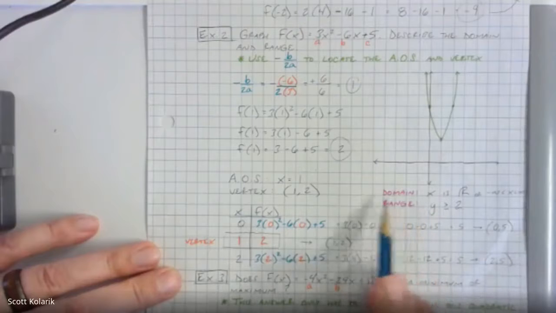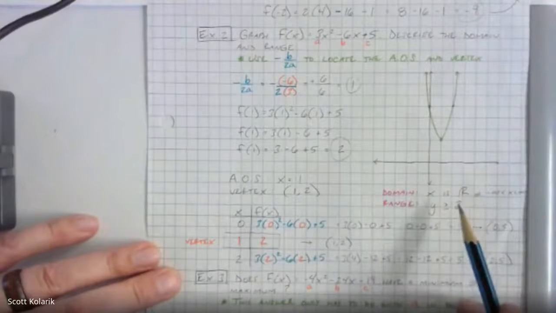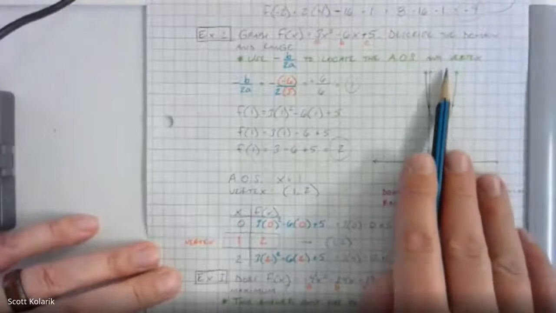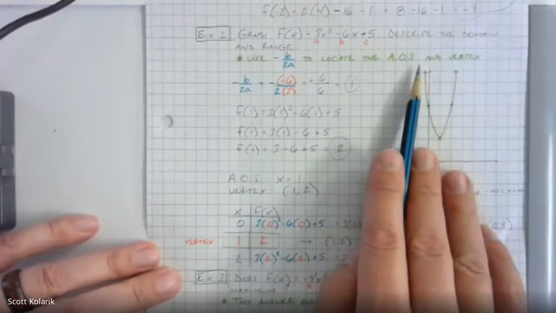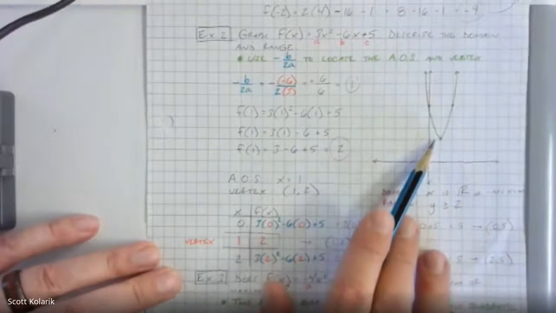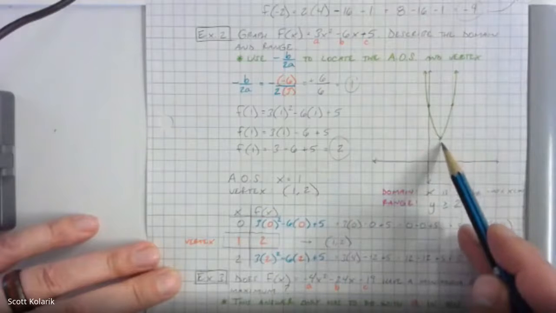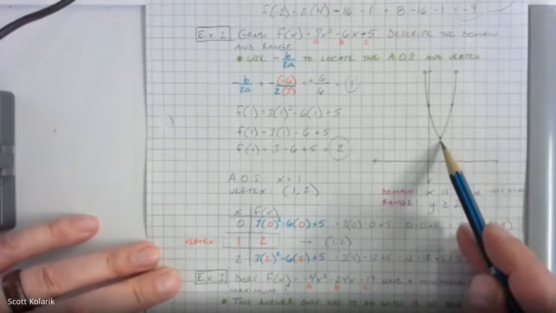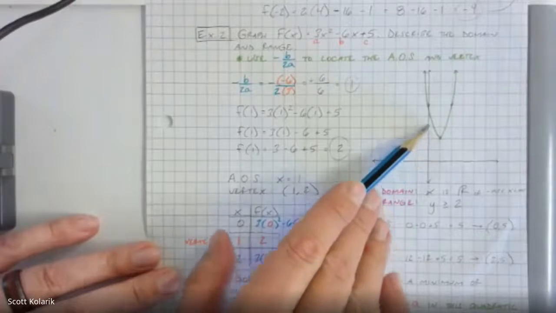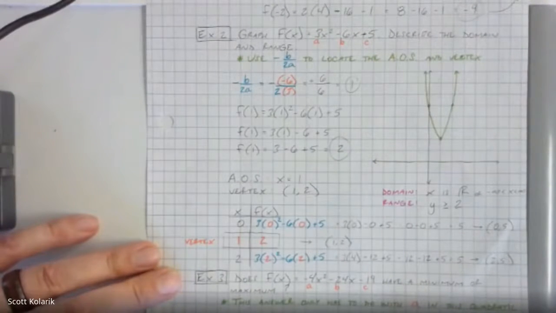For range, range is the possible Y values, or how far up and how far down this graph goes. Up, obviously in this case, because it's a happy face parabola, it goes forever upwards. That's probably a little bit more obvious than the left-right. But the lowest this graph goes is right here, and in this case, that would be positive 2, which is part of the vertex. In this case, Y is everything bigger than or equal to positive 2. So that would be the range in this case.